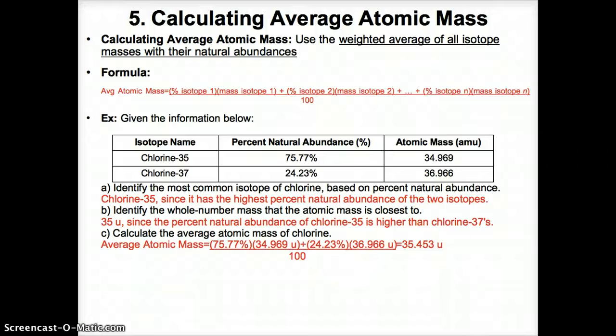Last, to calculate chlorine's average atomic mass, we write average atomic mass of chlorine is equal to percent of the first isotope, chlorine 35, which we see is 75.77%, times the mass of chlorine 35, which is 34.969 U, plus the percent of the second isotope, chlorine 37, which is 24.23%, times the mass of chlorine 37, which we see in the chart is 36.966 U. Then we divide the sum of these two products by 100, getting us the average atomic mass of chlorine, 35.453 U, which we see listed on the periodic table as the atomic mass of chlorine.